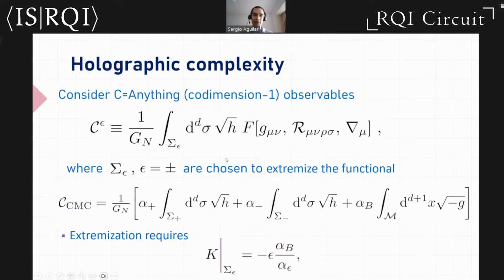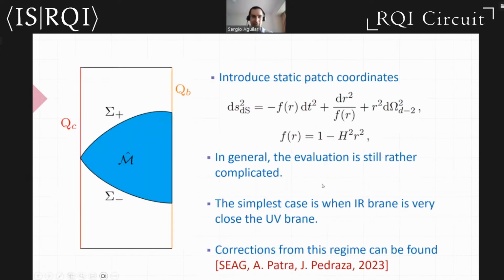This is called the "complexity equals anything" proposal for codimension-one observables, where this sigma epsilon, I'll show you how it looks. Basically, these are surfaces where you are evaluating complexity. And then there is some particular region where you are fixing these two slices. They represent basically the future and the past of some particular slice. Here you can see how this looks.